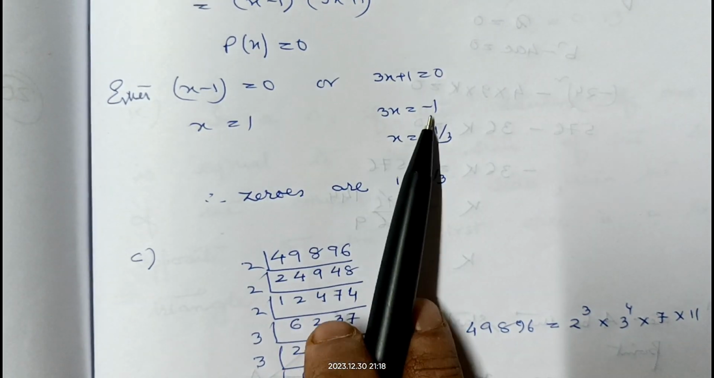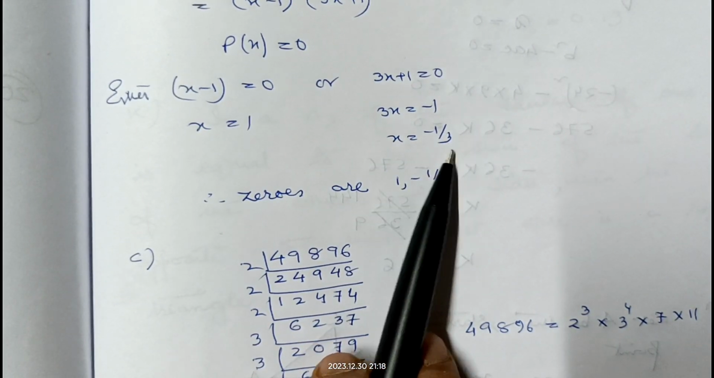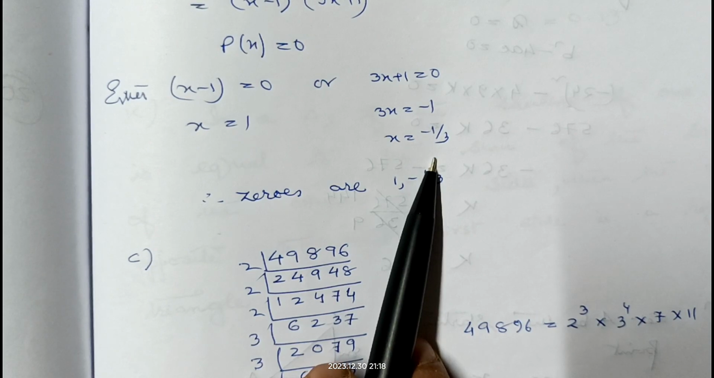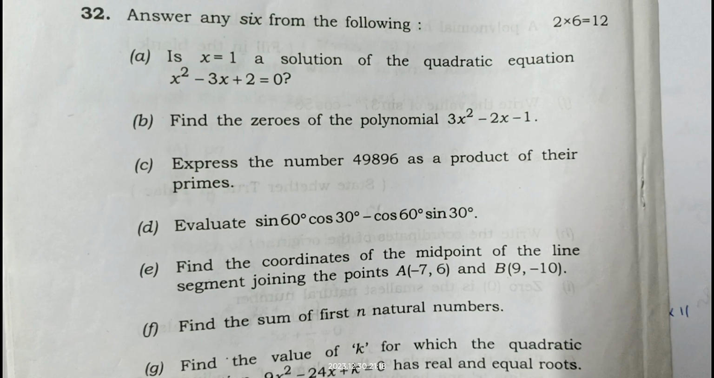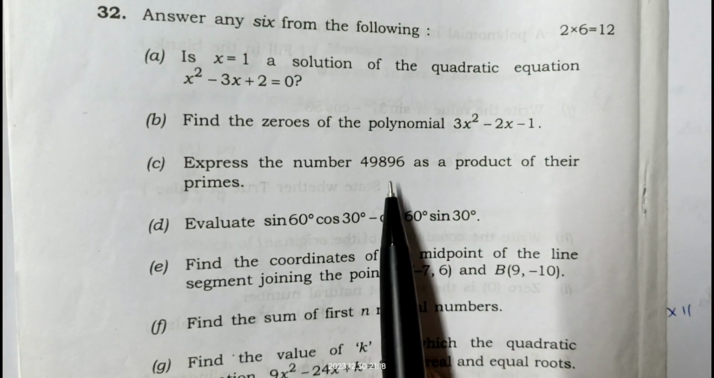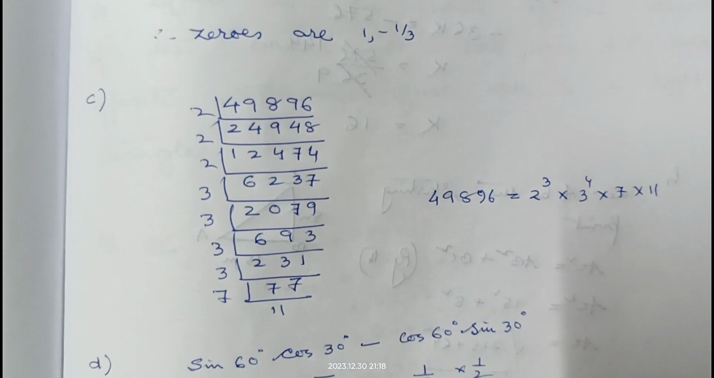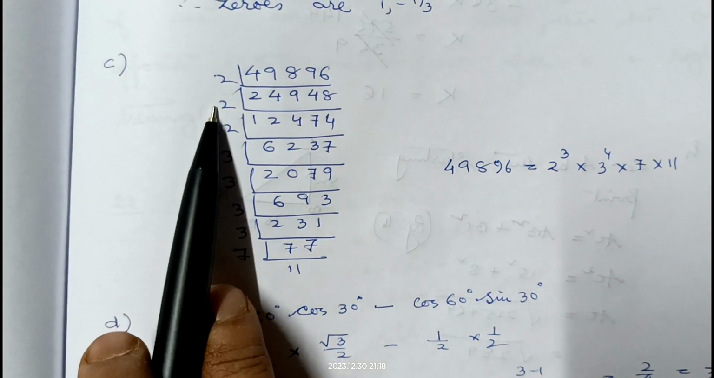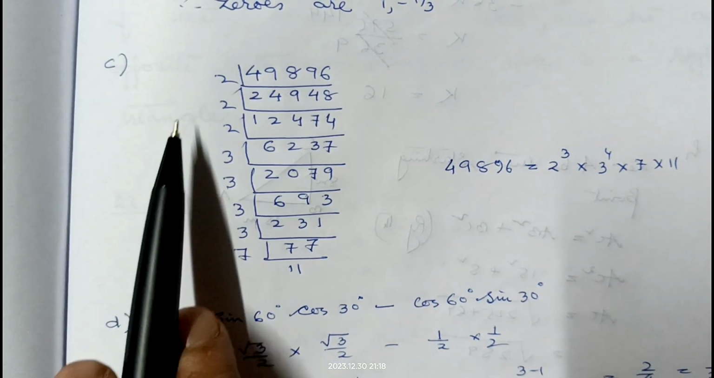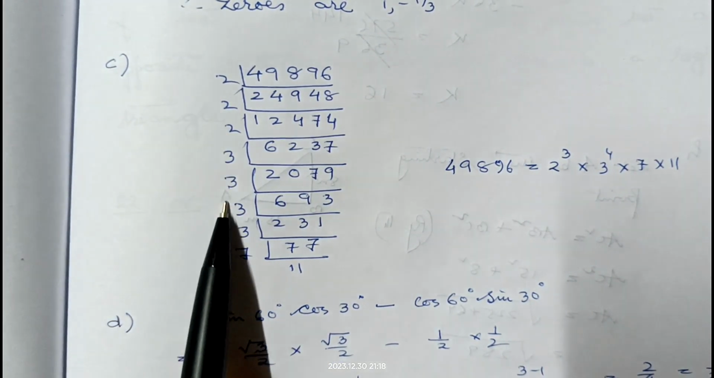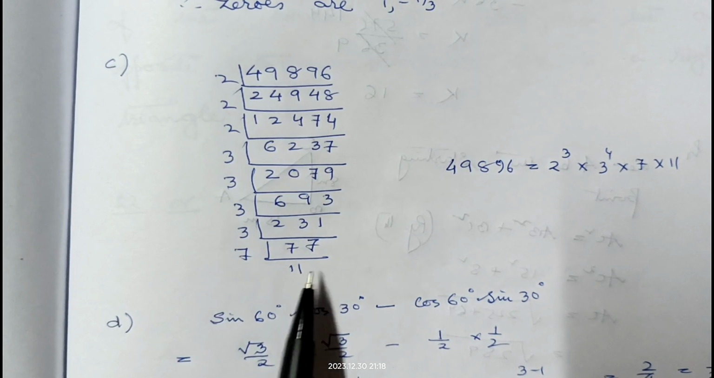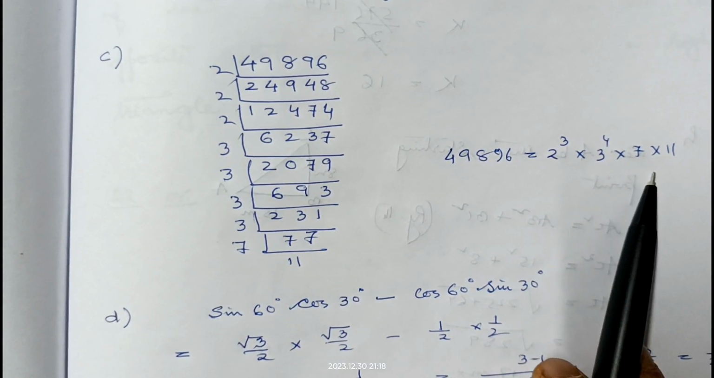And from here, x equals minus 1 by 3. Therefore, zeros are 1 and minus 1 by 3. In question number C, it is given, express the number 49896 as a product of its primes. So this is a simple sum. You have to just prime factorize. And after prime factorization, here we got 2 to the power 3 into 3 to the power 4 into 7 into 11. So this is the required answer.